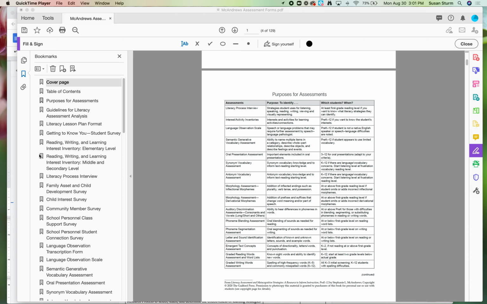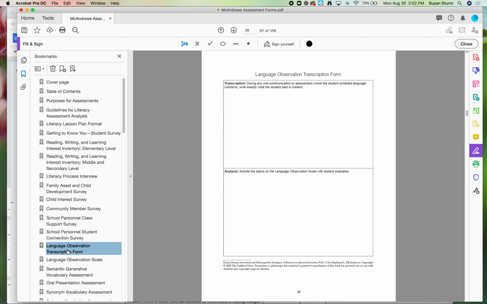So I'm going to go to the first one, which is the language observation survey. Just a quick reminder, all of these assessments are described in detail in the textbook for the class. This one and all of them start on page 78, and that's where the assessments are broken down. There's examples for you to examine and some scoring and analysis information.